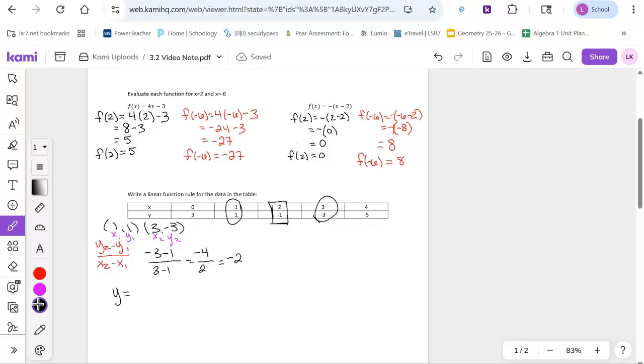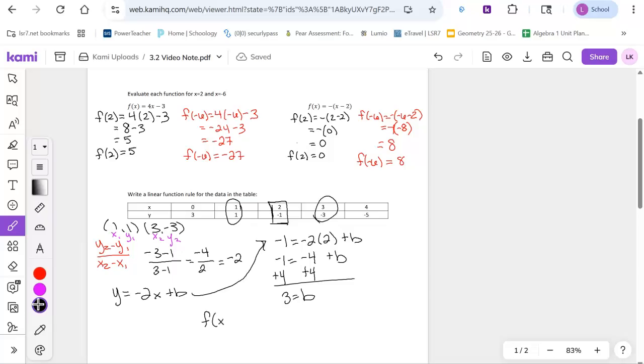So first I'm going to write y equals negative 2x plus b. I need to solve for b. So that means I'm going to plug 2 in for x and negative 1 in for y. So I have negative 1 equals negative 2 times 2 plus b. Negative 1 equals negative 4 plus b. Add 4 to both sides. 3 equals b. So when I rewrite this, I have f of x equals, my slope is negative 2x plus 3.